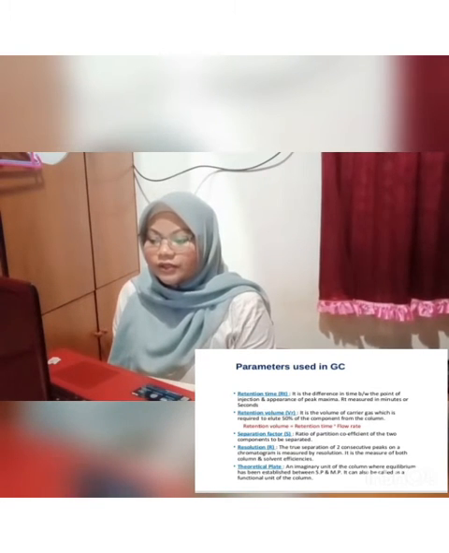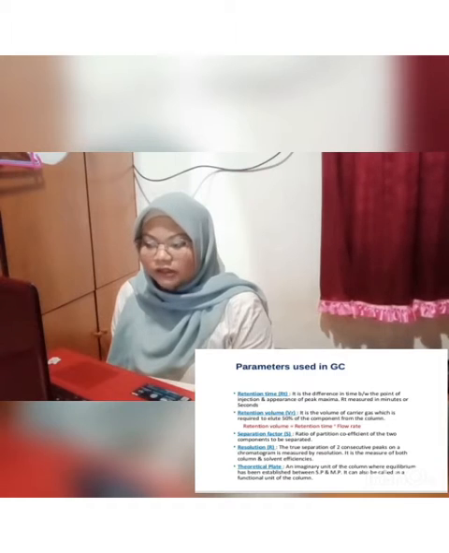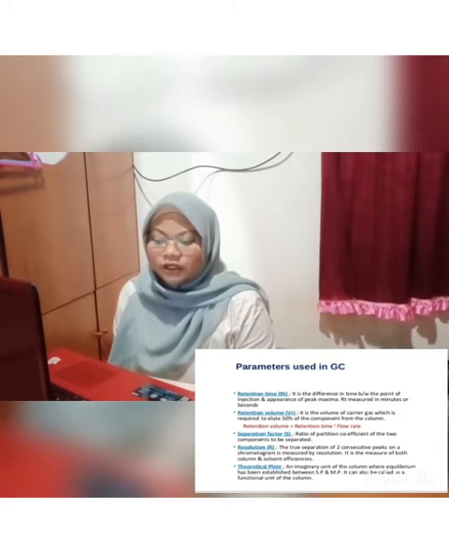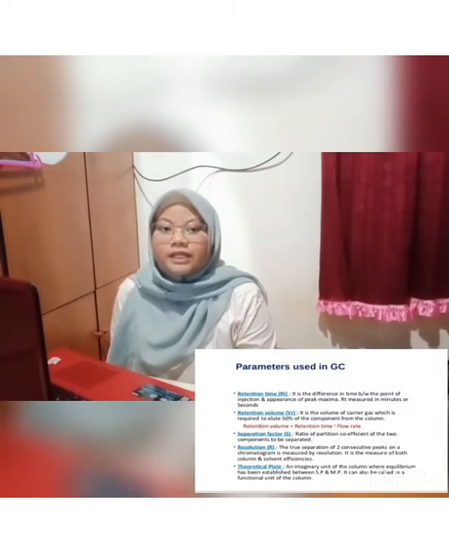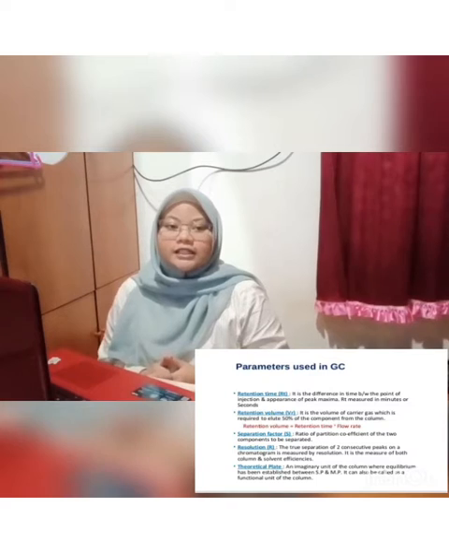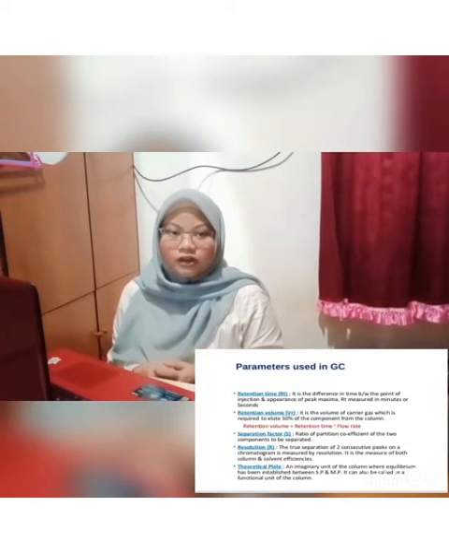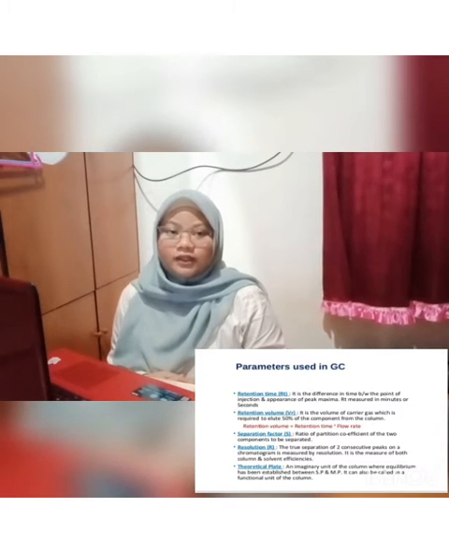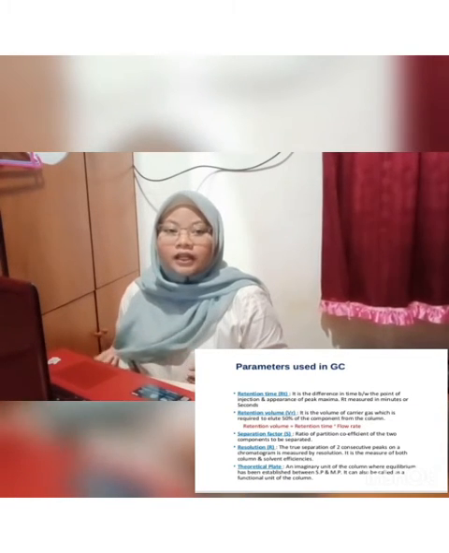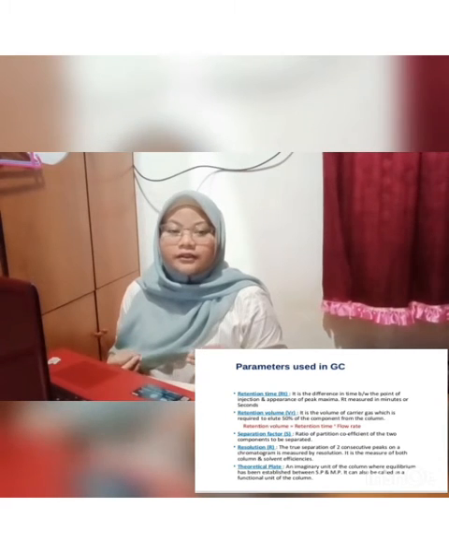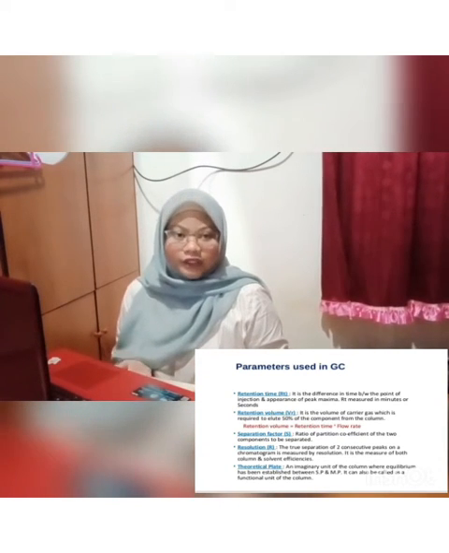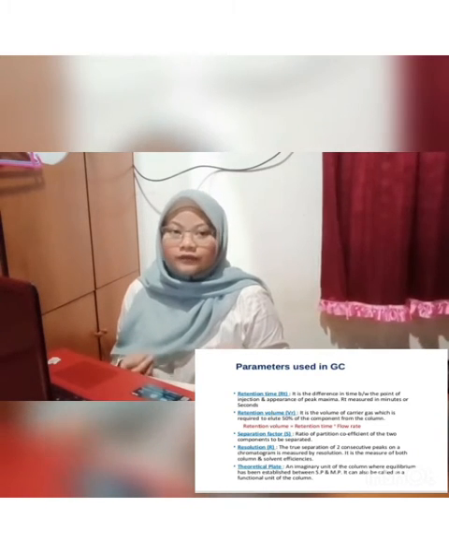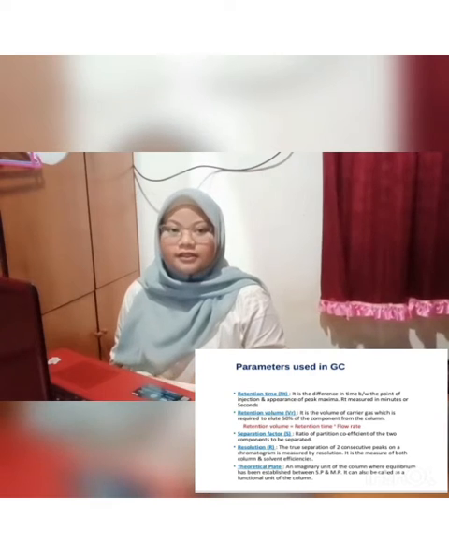The next parameter is resolution. The true separation of two consecutive peaks on a chromatogram is measured by resolution. It is the measure of both column and solvent efficiencies. Resolution is a quantitative measure of how well two eluting peaks can be differentiated in a chromatographic separation. To get resolution, the formula is the difference between two retention times divided by the combined width of the two eluting peaks.